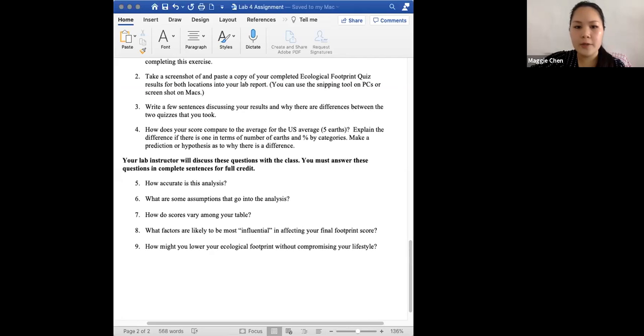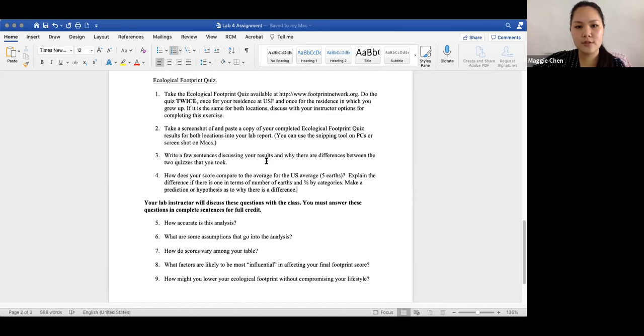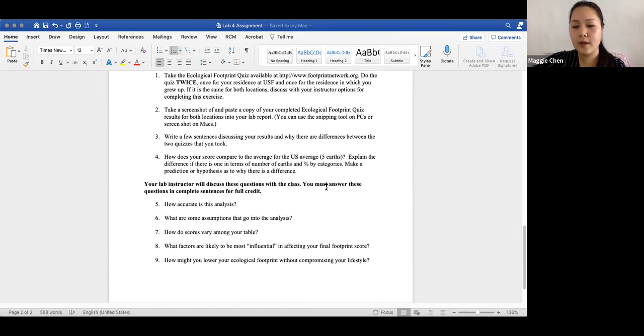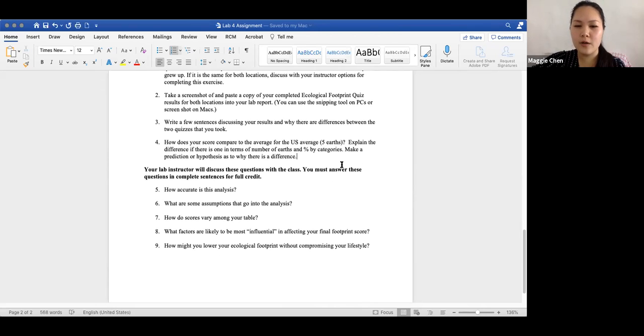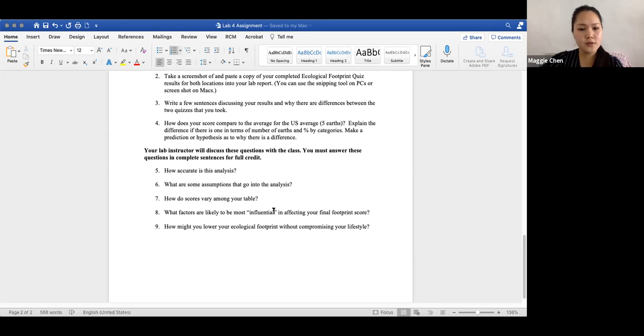For part B, just put your screenshot into part B, and then I hope you got a chance to talk to your group about what's different between your quiz scores at the end. But at the bottom of part B, there are a couple of questions that we can go over together. So for question 5, how accurate is this analysis?